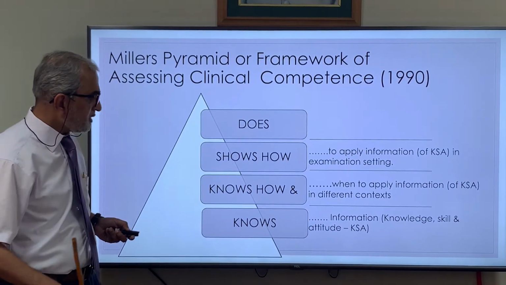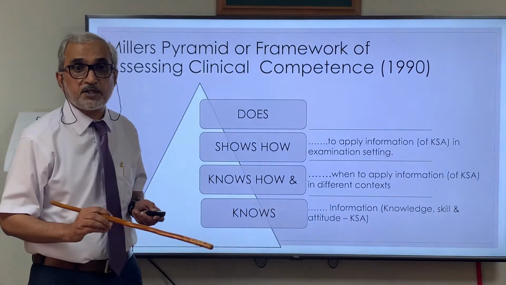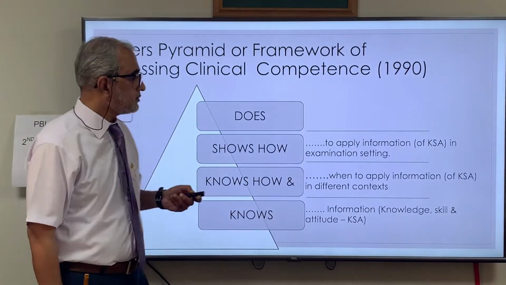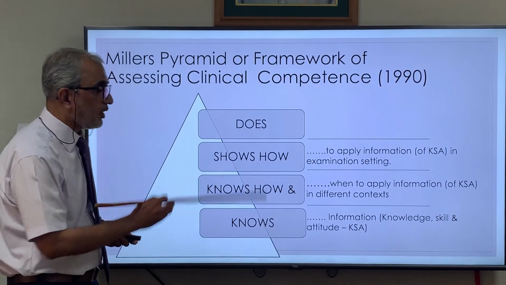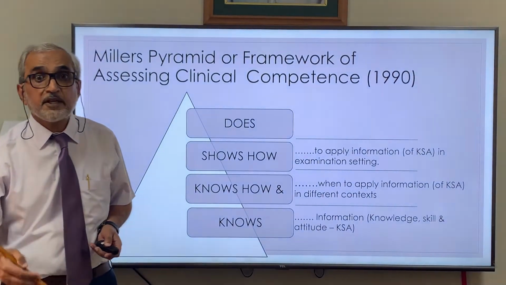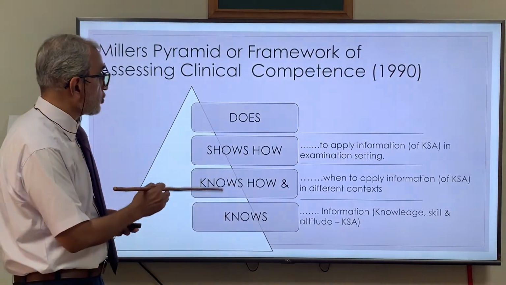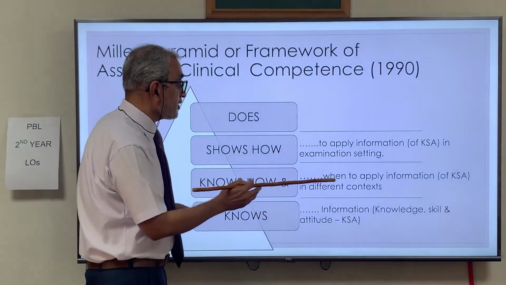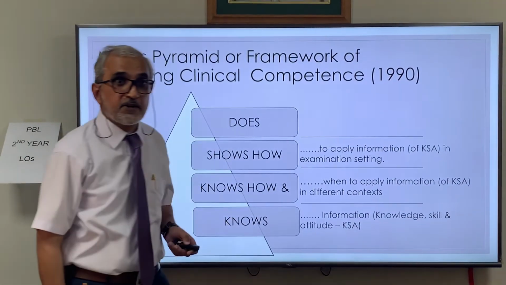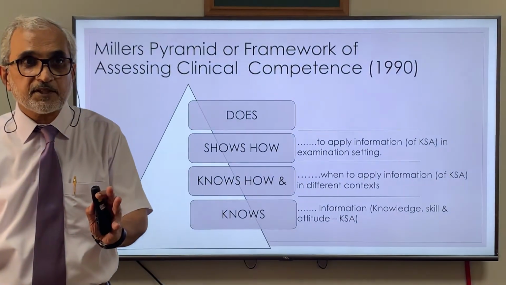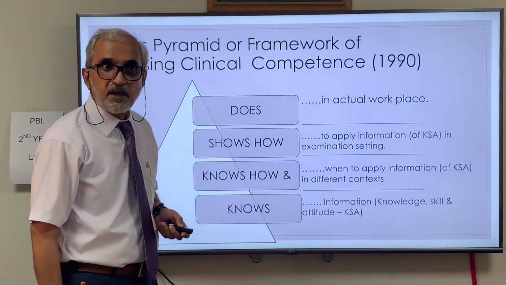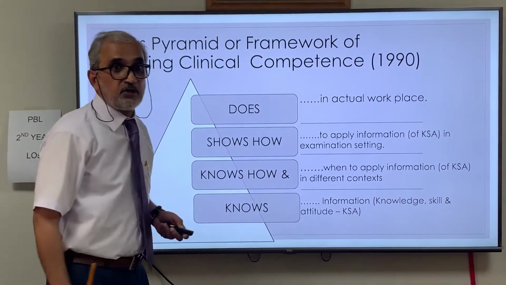Knows how means, okay, now he has the information, but he knows when and how to apply this information in different contexts. Obviously, in shows how, he shows what he has learned till now. And he shows this to a person, and that person is the examiner. So shows how is to show how to apply information in an examination setting. And after that, once he is certified by the examiner, yes, we are sure he has this competency, now he can go on independently, and he does in the actual workplace. And from a clinical perspective, we know he is safe now.